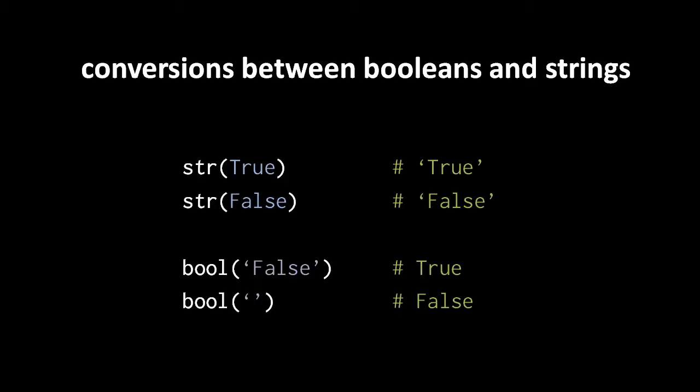So there isn't actually any inbuilt way to parse Booleans expressed as strings back into Booleans. It's really not something you want to do very often, but if it is something you want to do, you'll basically just have to write your own function that checks the string and says, if it's equal to a string reading true, then return true. If it instead matches a string reading false, then return false.